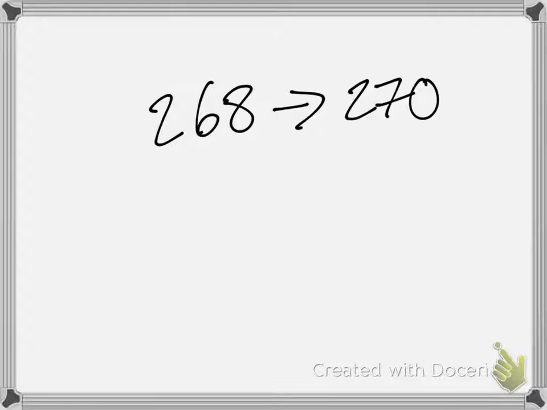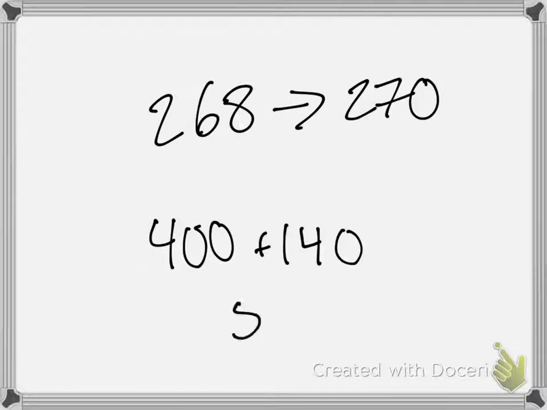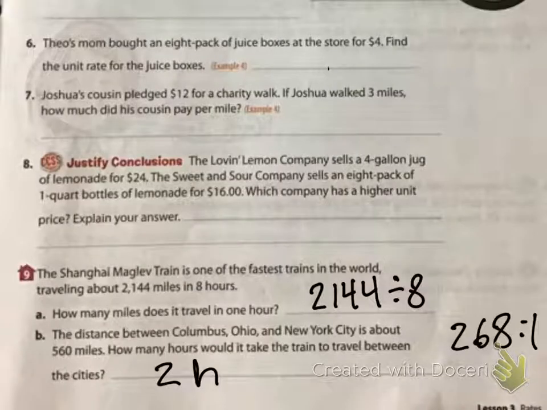270 times 2. What's 200 times 2, Rocco? 400. What's 70 times 2, Rafi? 140. That's going to be 540. The distance is about 560, so it's going to be about 2 hours. Yes, Tyson?